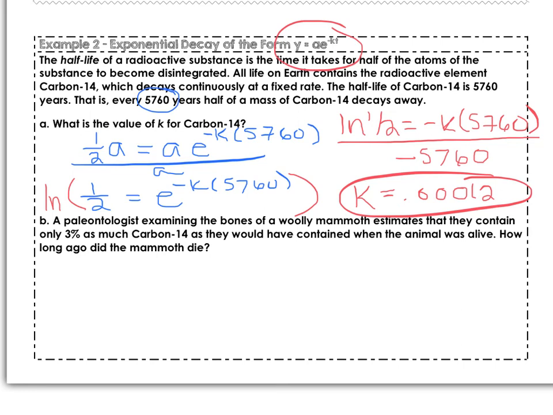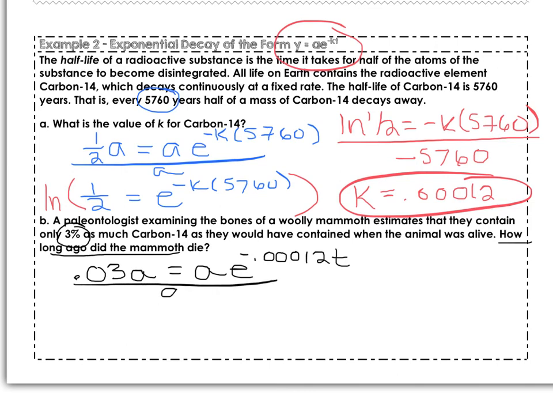okay? Once again, we still don't have an a. This is going to be this general situation, okay? But we're going to be looking specifically for 3% of the initial amount, so 0.03 of our initial amount, a, okay? Once again, it's okay that we don't know what a is. But we do now have our constant k, so negative 0.00012. Now the time that we're given, we don't know. That's actually what we're solving for. We're trying to figure out when did the mammoth die.